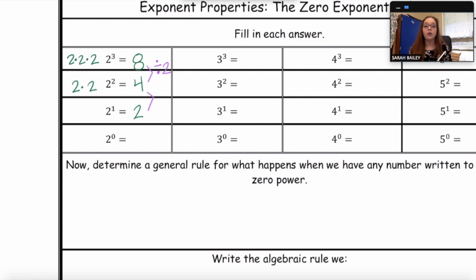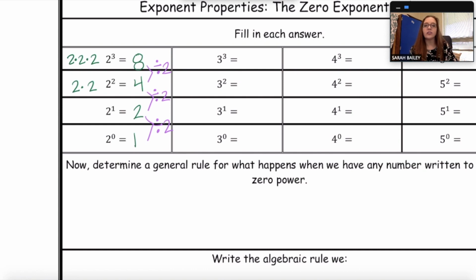Is that pattern also true when you go from 4 to 2? Yes, you divided by 2. So if that pattern holds, then to get the next answer, I need to divide by 2. So 2 divided by 2 is 1. So 2 to the 0 power must be 1.